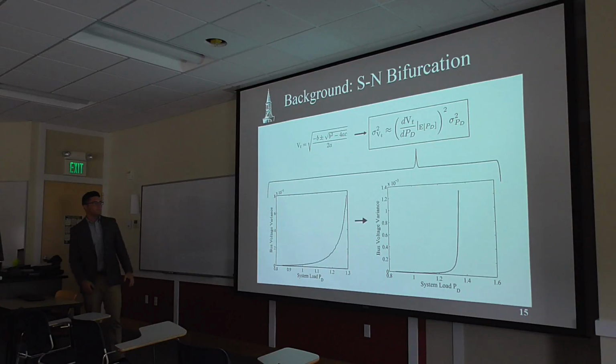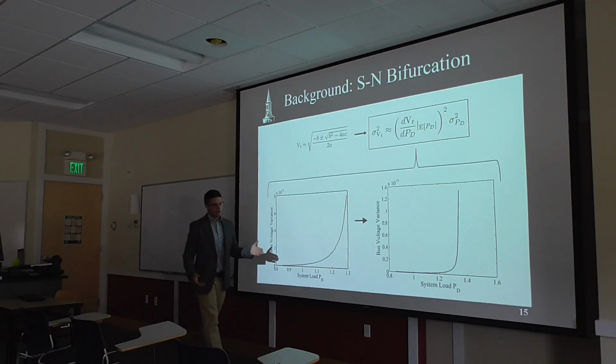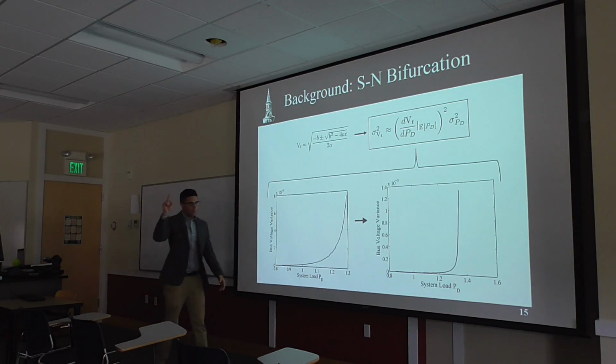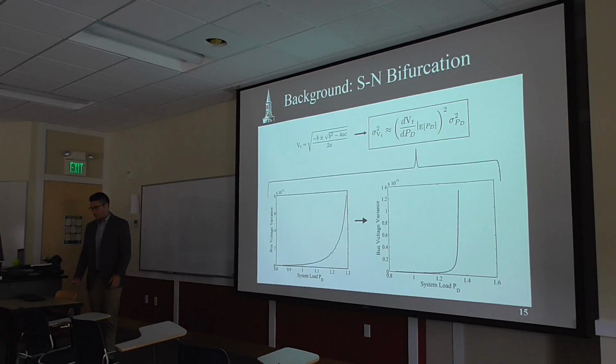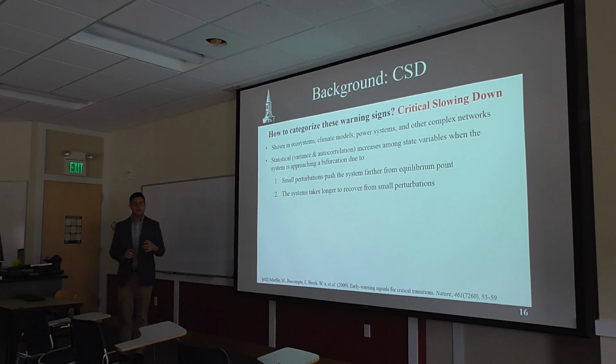I apply a little bit more analysis, and I'm plotting the bus voltage variance here on the y-axis, and I show that as system load increases, bus voltage variance starts increasing without bound. So you can see how it can be a rather useful early warning sign for pinpointing instability in a power system. So we categorize this phenomenon as critical slowing down, which is an event that's been seen in ecosystems, climate models, power systems, any sort of nonlinear system that is tending toward instability can experience critical slowing down.